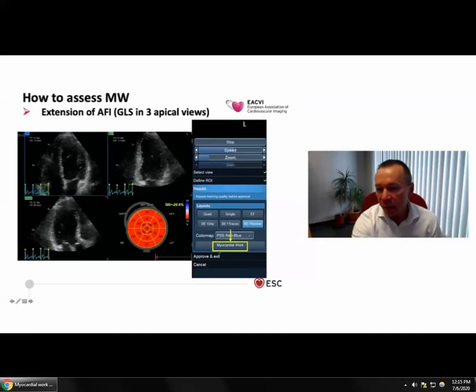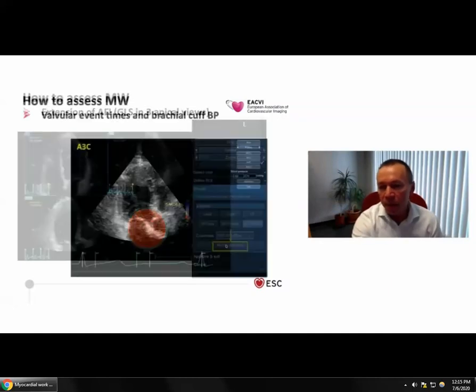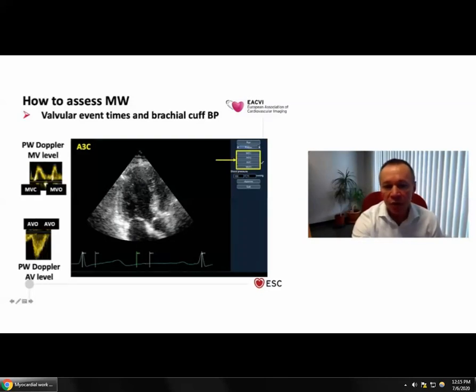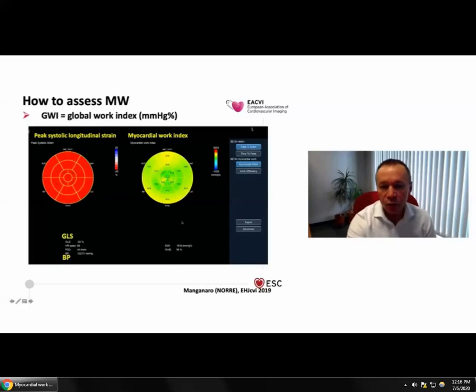After completing the tracing of the strain, there will be a myocardial work button appearing on the dropdown menu. On the second screen, you will be asked to indicate timing of valvular events, which are usually measured by pulsed wave Doppler at the mitral valve level and aortic level, and checked visually in apical three-chamber view, and you can still change it. And you will have to insert blood pressure. Then we are set to go, and you will be taken to the next screen, where on the left there is a bull's-eye of the segmental peak systolic longitudinal strain with global value under the bull's-eye, and on the right there is a bull's-eye of segmental myocardial work index derived for each segment from the pressure strain loop area.